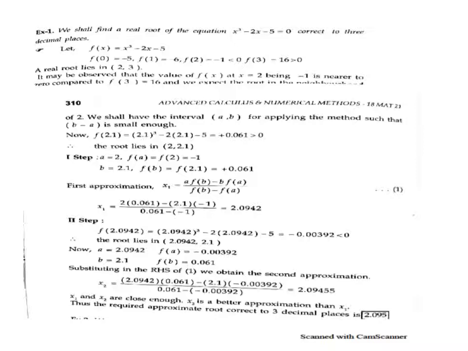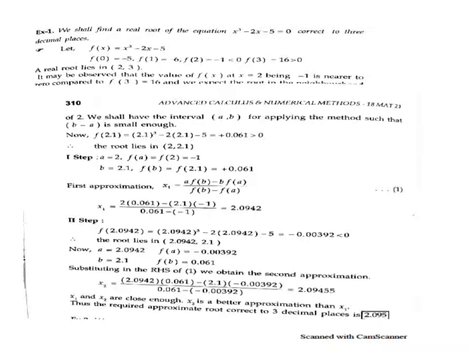So, in the first iteration process, we consider a equals 2, b equals 2.1 and respective f of a equals minus 1, f of b equals 0.061. Now, substitute these values in the formula, that is the first iteration x1 given by a into f of b minus b into f of a divided by f of b minus f of a. So substitute the values and the answer is 2.0942. That is, x1 is given by 2.0942.